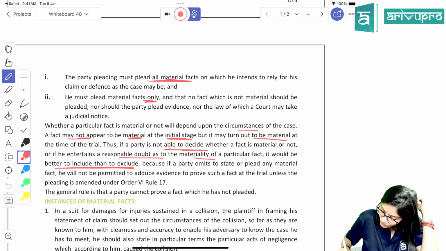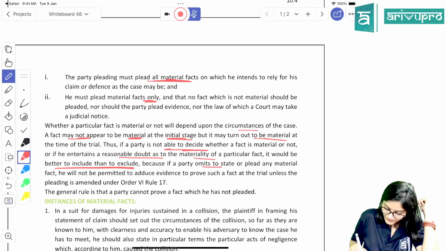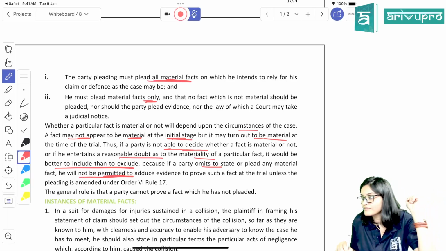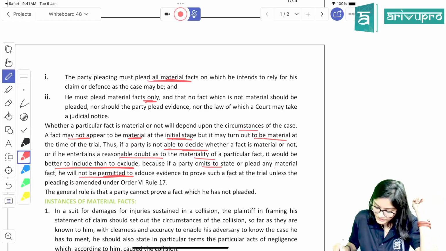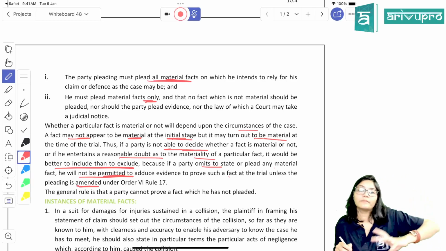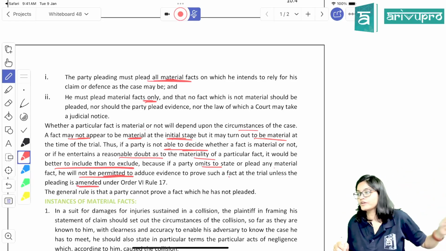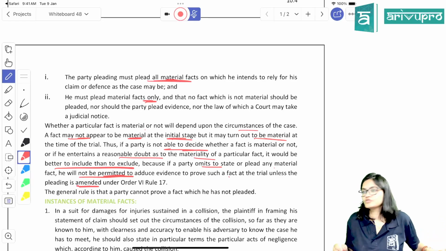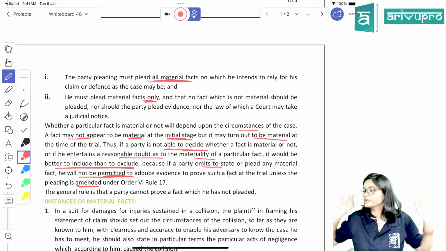Because if a party omits to state or plead any material fact, he will not be permitted to adduce evidence later on, right? To prove such a fact at the trial, unless the pleading is amended. Unless there is an amendment, but for amendment, again, you will have to apply to the court. Correct? So if you are confused, better include it.